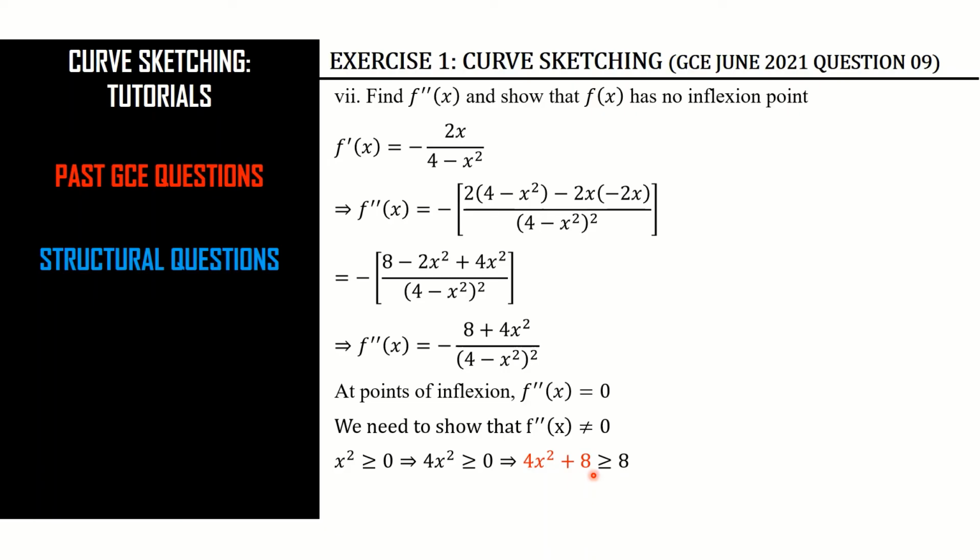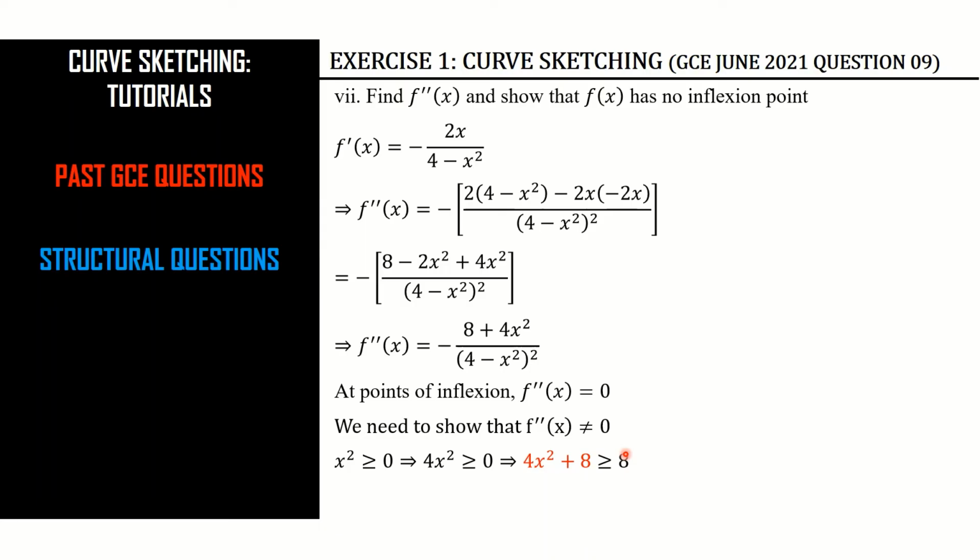Alright, so you see that 4x squared plus 8 is greater than or equal to 8. So you clearly see that 4x squared is always greater than or equal to 0. It can never be negative, but the expression can be equal to 8, because we have 4x squared plus 8 being greater than or equal to 8.